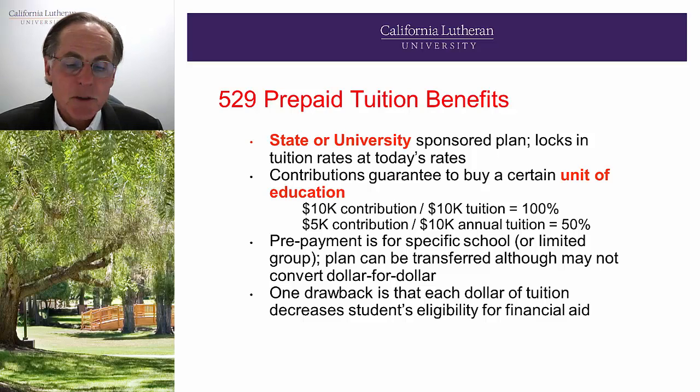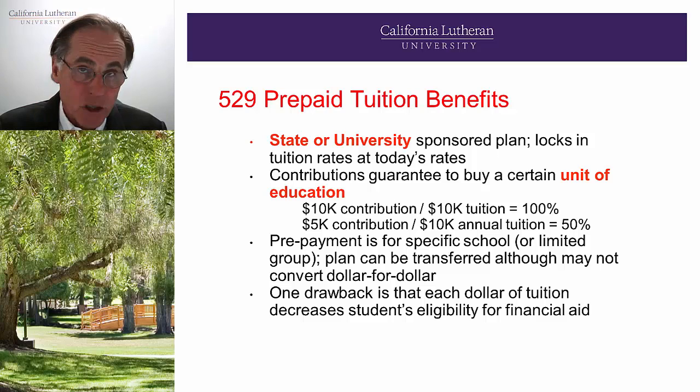The prepaid tuition plan works best when you can target an individual school or a limited group of schools. If the child decides to go elsewhere, the plan can be transferred. Unfortunately, the transferred assets might not cover the full cost of tuition at the new institution. One drawback with this plan is that every dollar that goes into that tuition decreases the student's eligibility for financial aid.